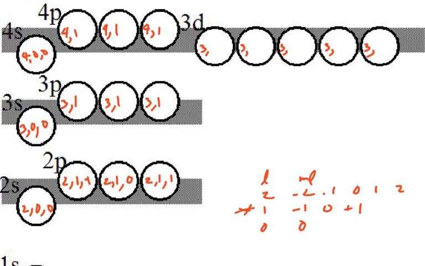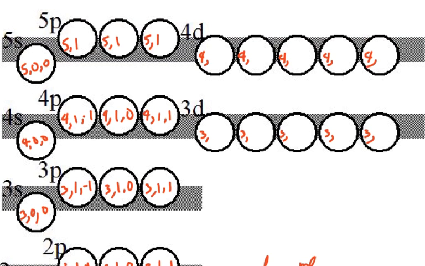And the same thing for my 3p. One of these is -1, one's 0, one's +1. For the 4p, one's -1, one's 0, one's +1. And for 5p, one is -1, and we have 0, and we have +1. Now again, there's no special correlation. It doesn't necessarily go -1, 0, and +1. There are just 3 values for m sub L, and there are 3 orbitals.